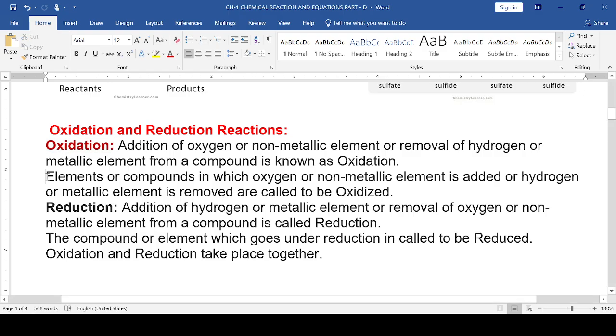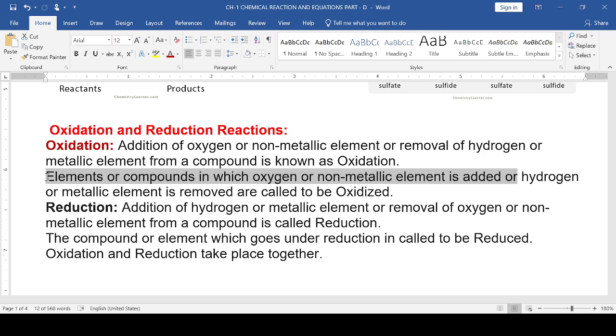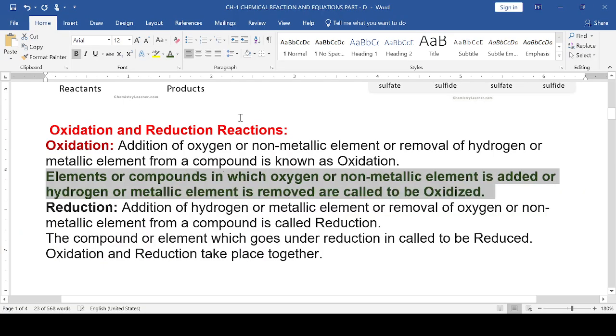Elements and compounds to which oxygen or a non-metallic element is added, or from which hydrogen or a metallic element is removed, we call oxidized.